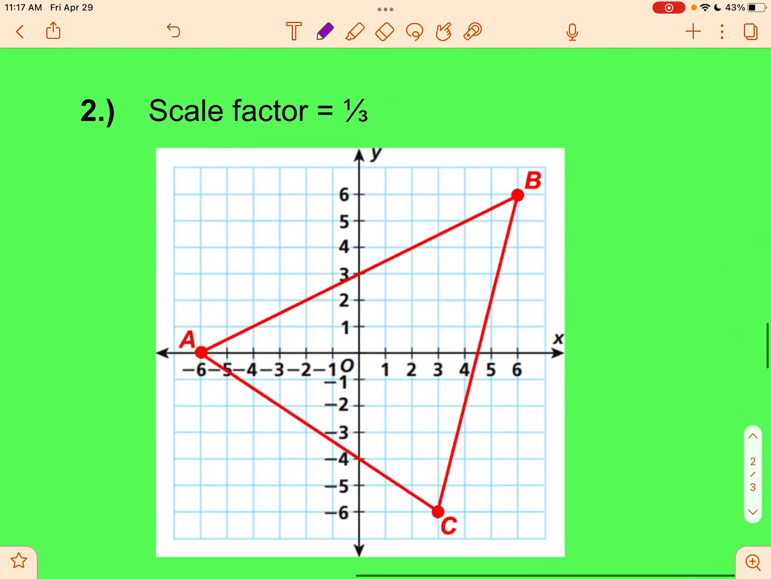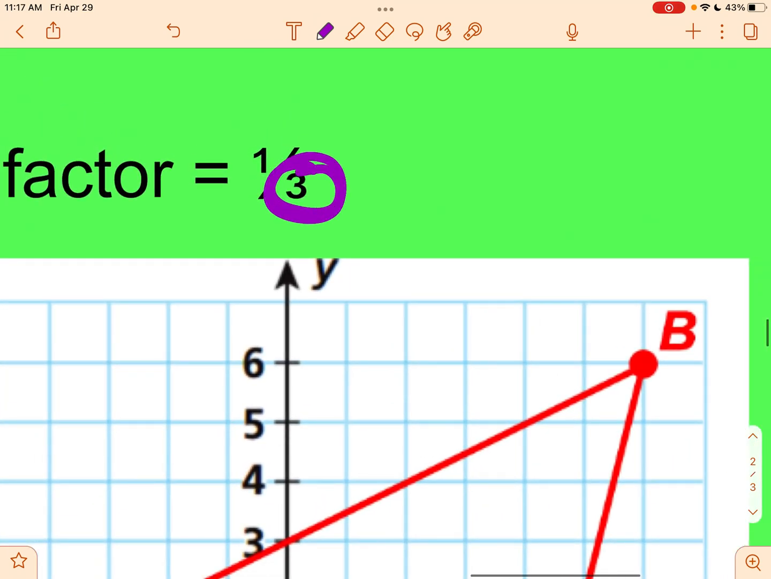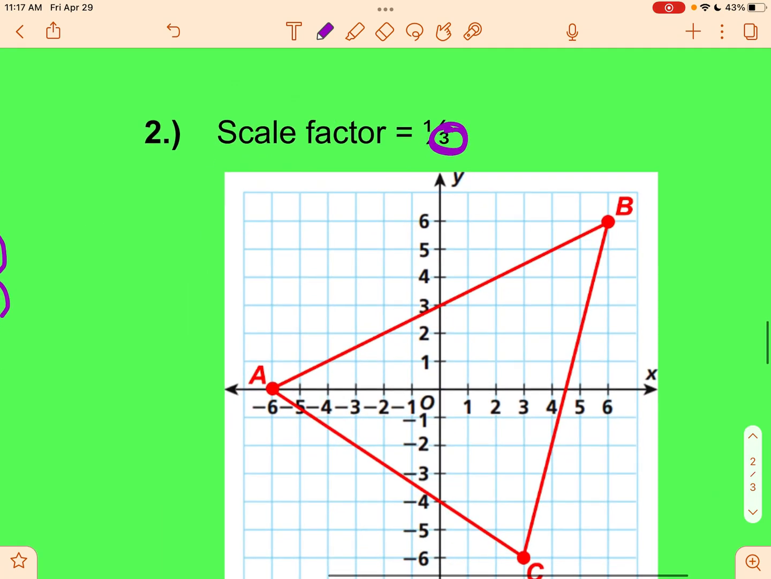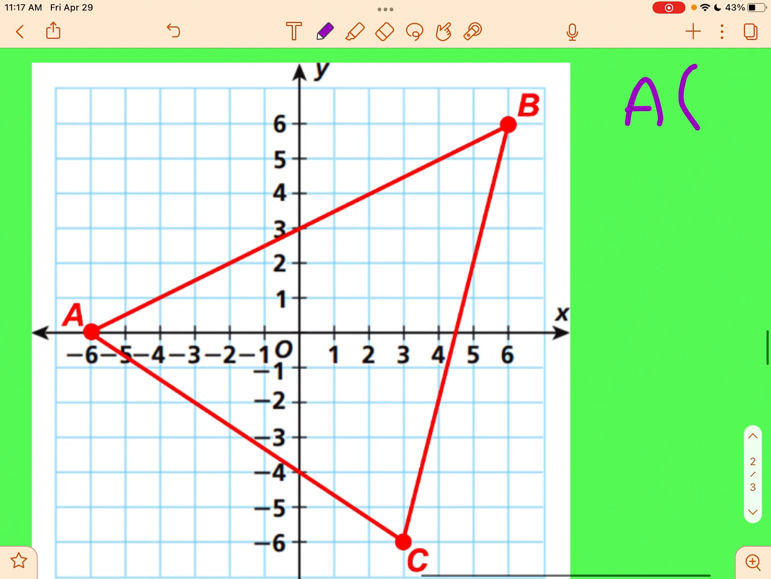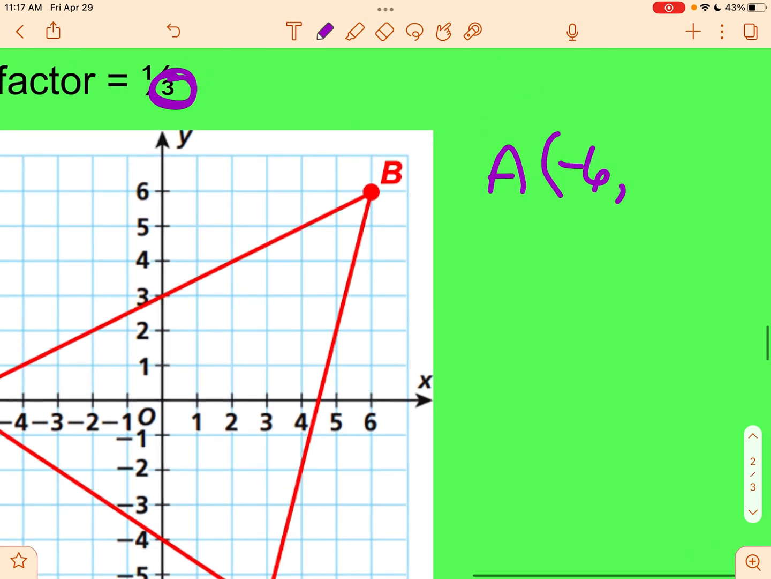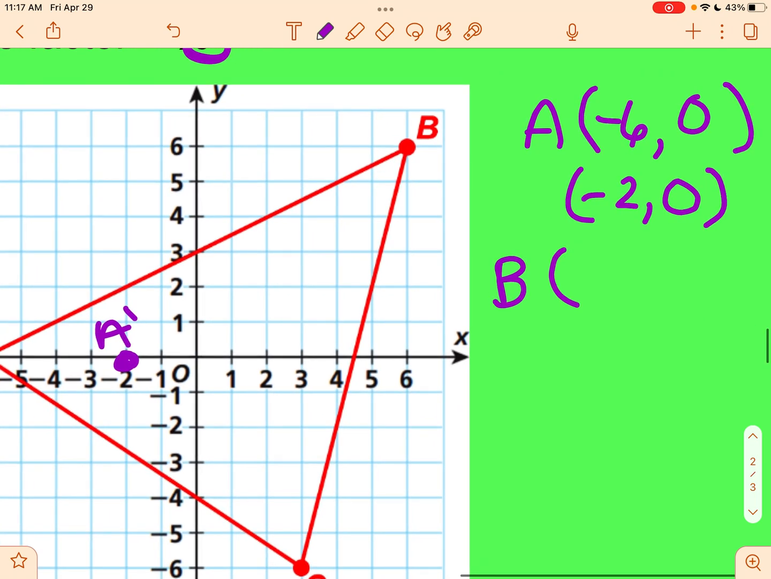Awesome, and the last one. This time we are dividing by 3 instead of 2 because our denominator is 3. So let's start with A. A is at -6, up 0. Let's divide both by 3. -6 divided by 3 is -2. 0 divided by 3 is 0. So here is A. Now let's do the same for B. We're going over 6, up 6. So 6, 6. Divide both of them by 3.